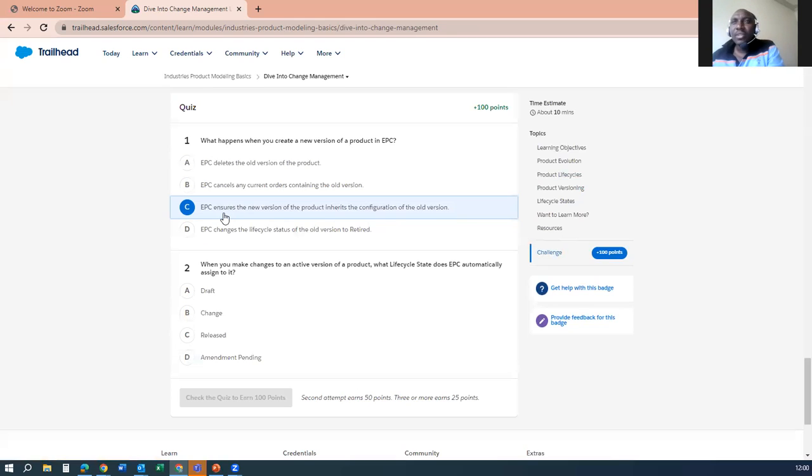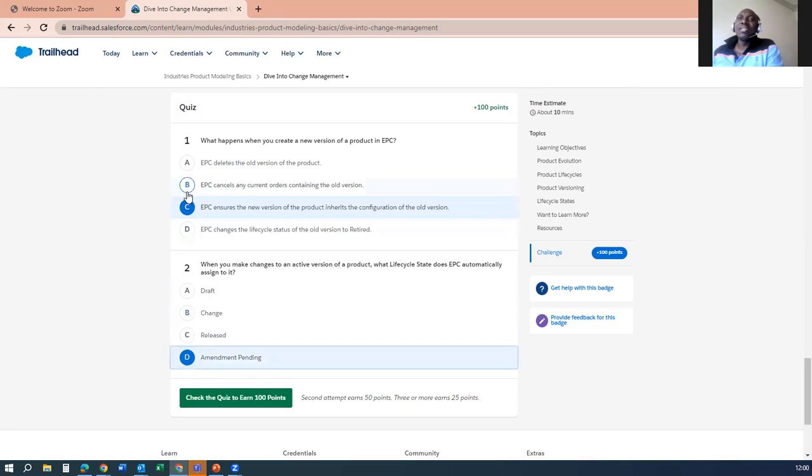So I see EPC ensures the new version of the product inherits. Yes, it has to inherit so that it replaces the older one to have all the specifications the old one has plus new ones enhanced. So I see number C is the right answer. So number 2, when you make changes to an active version of the product, what life cycle state does EPC automatically assign it to? One is draft, change, release, and then amendment pending. So when I look at this, I see D is the right answer.